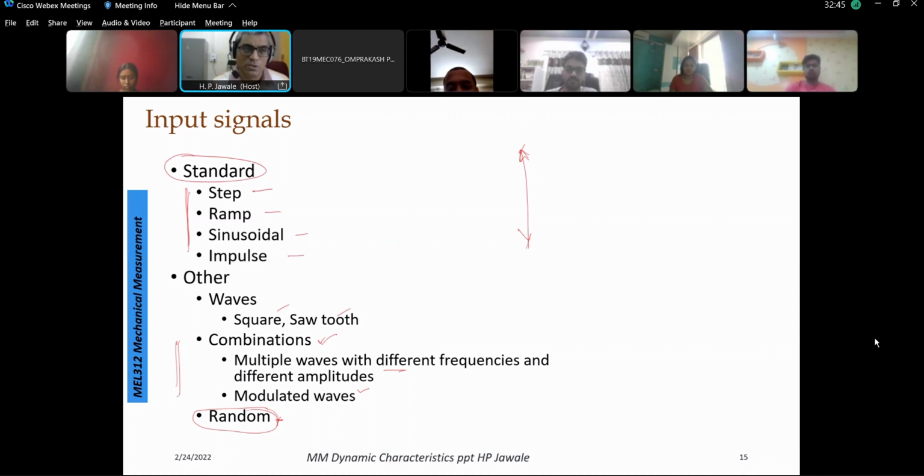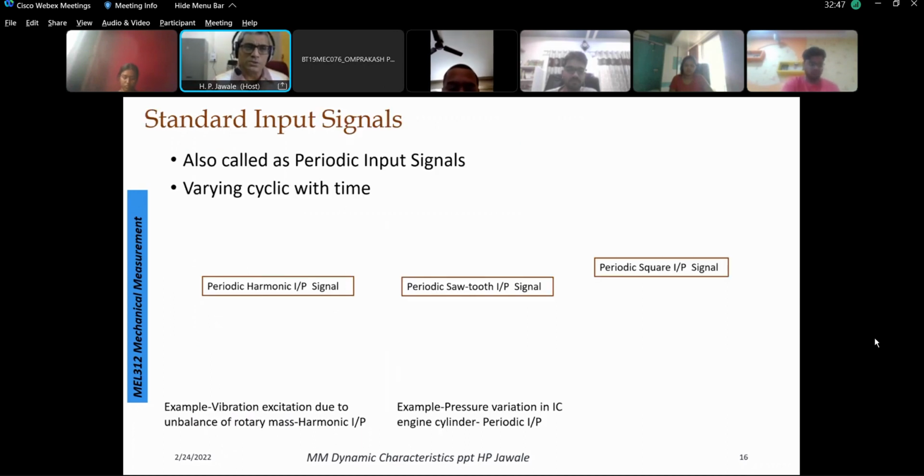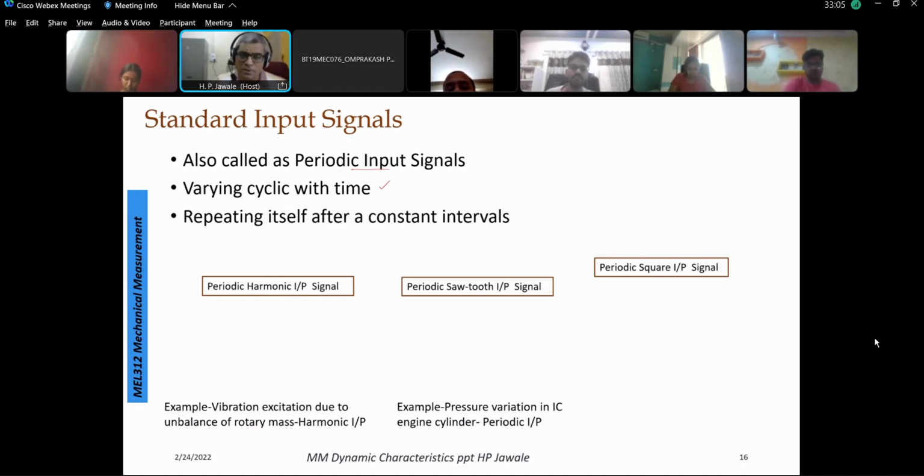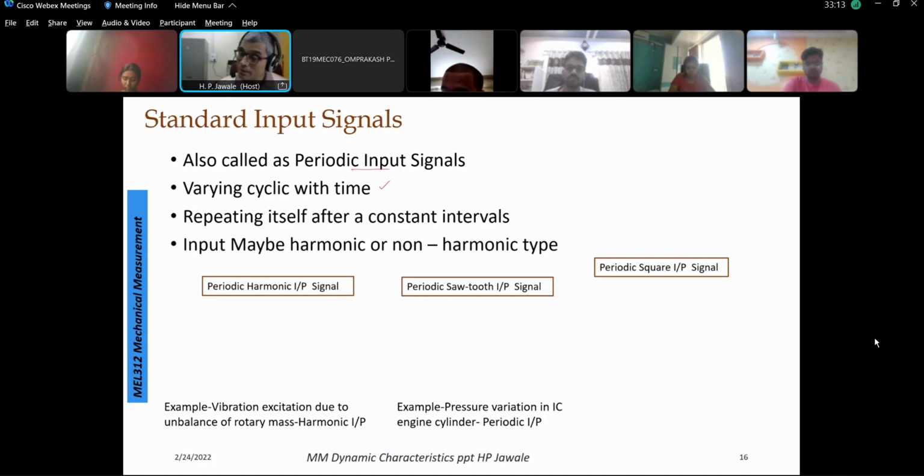Let us understand this now. The standard input signals are also called periodic signals because they change with respect to time and repeat in a cycle. So it varies with the cycle. After a certain period of time, it is going to repeat itself in the format, repeating itself after a constant interval of time. Then we have the response, which may be harmonic, having the same amplitude above and below the line of symmetry, or it can be non-harmonic type.